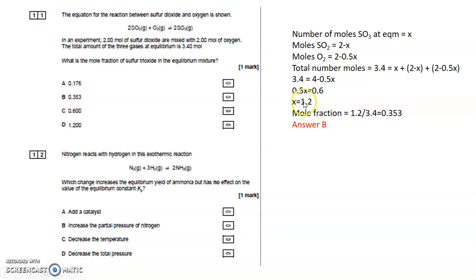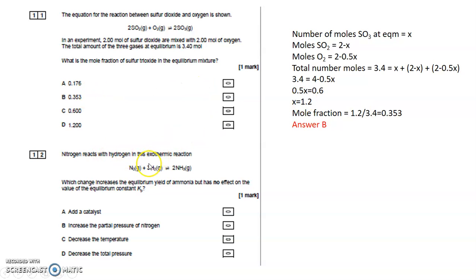So the mole fraction is the amount of X, or the amount of SO3, divided by the total number of moles of gases in the mixture. 1.2 divided by 3.4 is 0.35. So my answer is B.